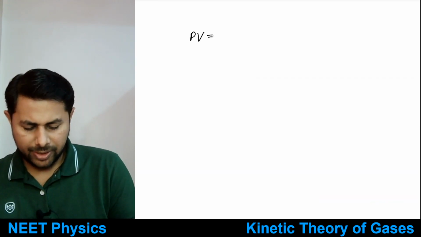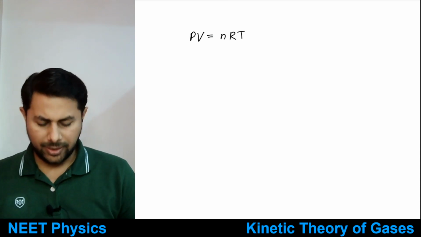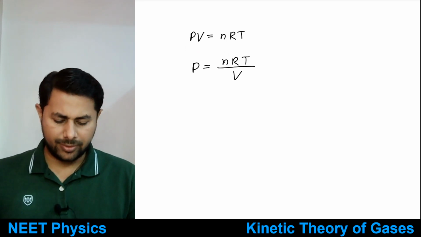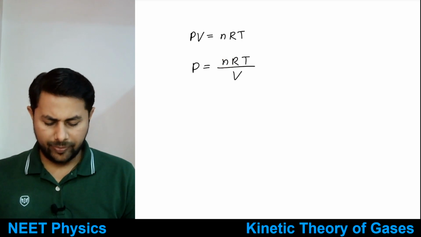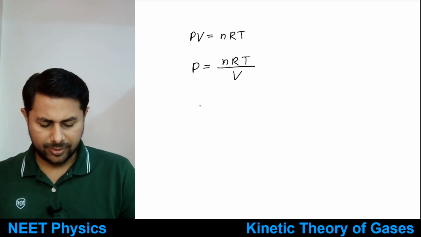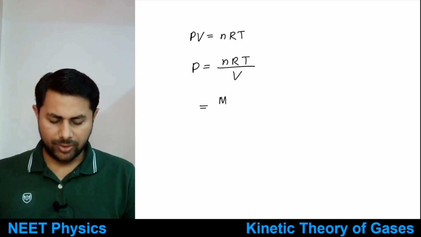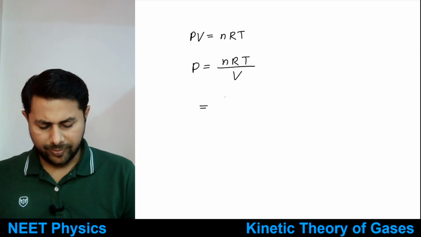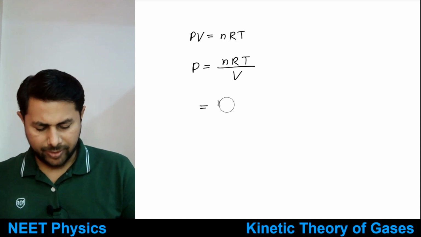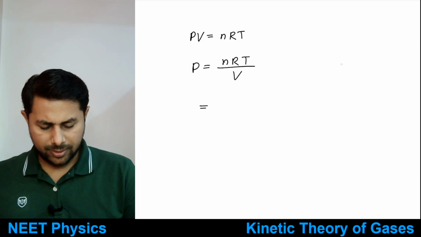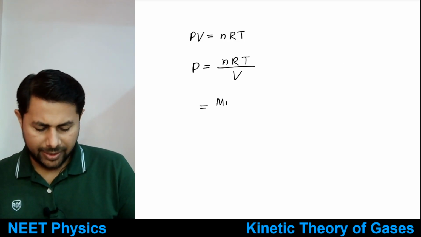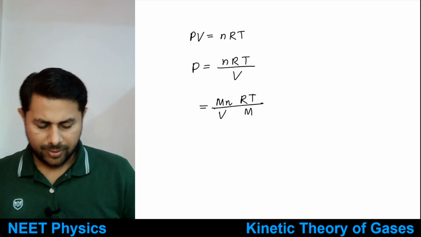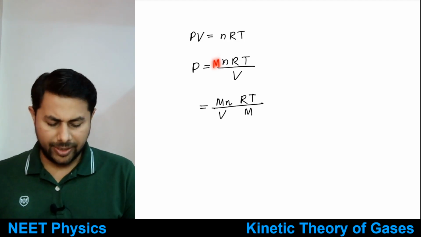So let's just use PV equals nRT. If you move the volume to the other side, you get P equals nRT divided by V. There are n number of moles. If I multiply and divide this by molecular weight, then I get M times n times RT upon M times V. I am multiplying by molecular weight and dividing by molecular weight.